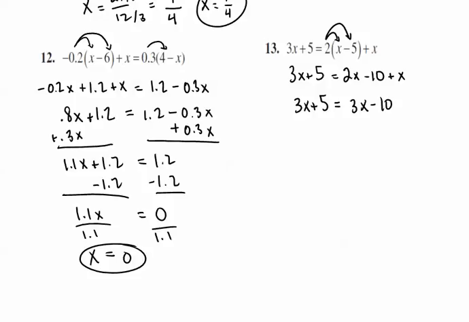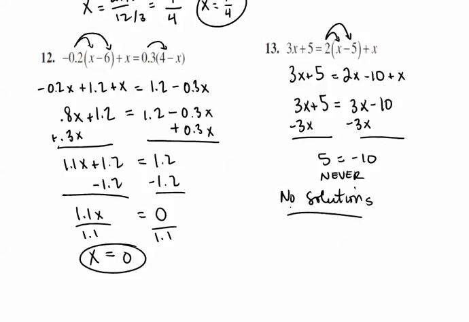But let's see. Let's start by subtracting 3x from both sides. When we do, we end up with 5 is equal to negative 10, which is never. And so we say no solutions to this problem here.